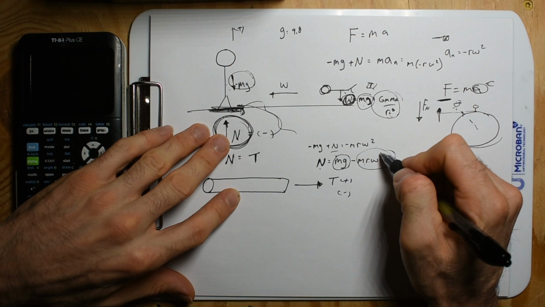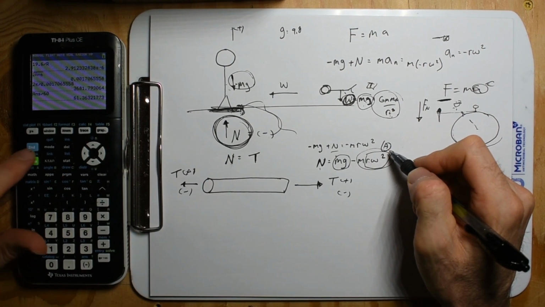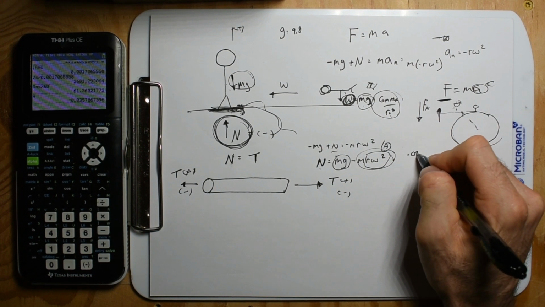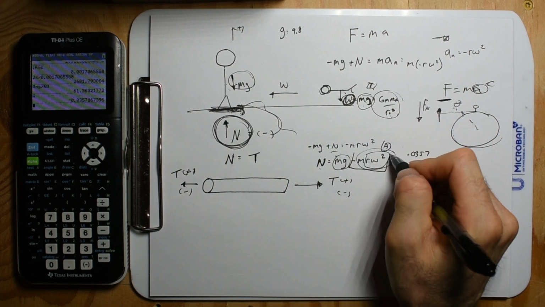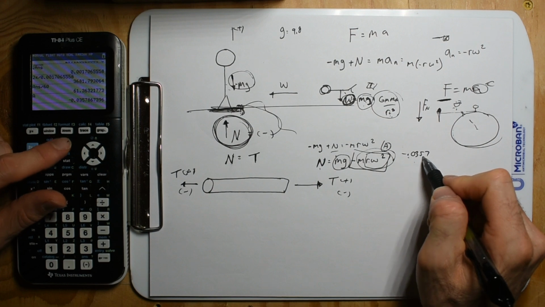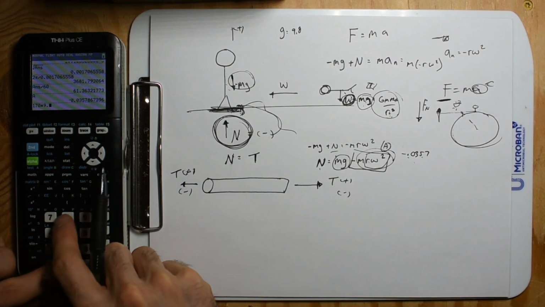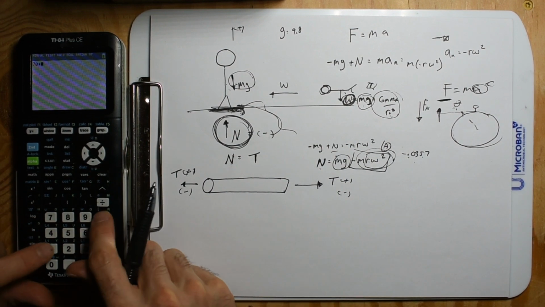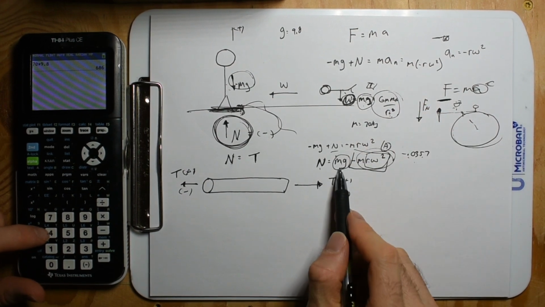And in our case, this part of the equation is stored in our calculator as A, and this part's 0.0357. And the whole thing is, even the negative part, negative 0.0357. And so we're going to do the mg. I'm going to say 70 times 9.8. So my mass is 70 kilograms times 9.8.